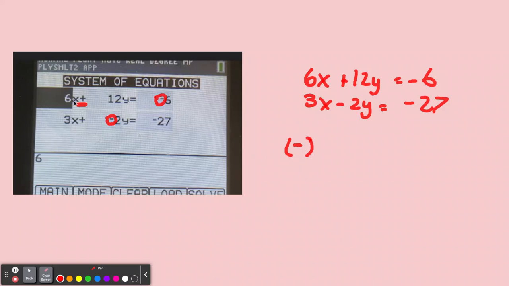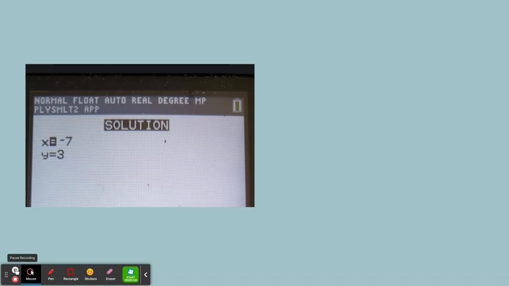Again, remember, you hit 6, enter. It's going to come over here. You put in a plus, enter. You put 12, enter. You put in negative 6, enter. Then you go to the next equation: 3, enter. And remember, we have a minus sign, so we put minus, enter, 2, and then negative 27 on the calculator. And then press graph again, and there's the solution.